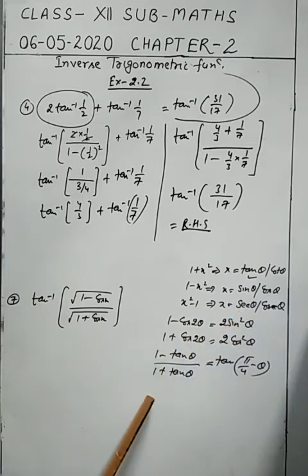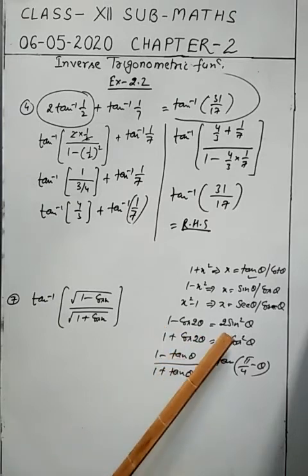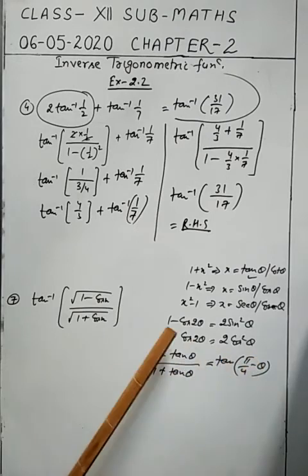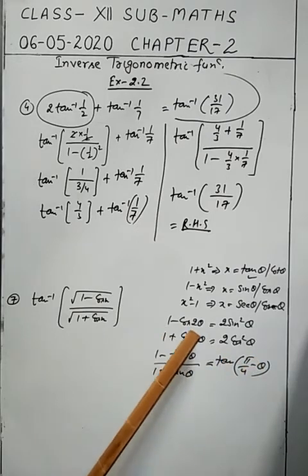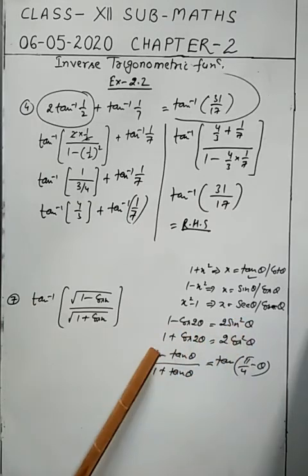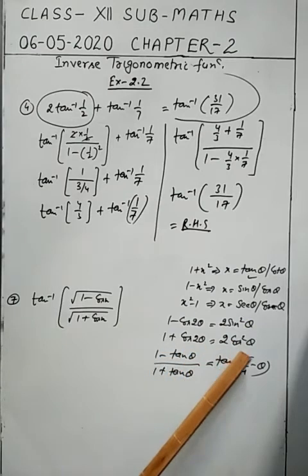And these three important identities you have already studied in class 11th. 1 minus cos 2 theta equals 2 sine square theta. 1 plus cos 2 theta equals 2 cos square theta. If there is 1 minus cos theta, not 2 theta, only theta, then it becomes 2 sine square theta by 2. If there is 1 plus cos theta, that becomes 2 cos square theta by 2.